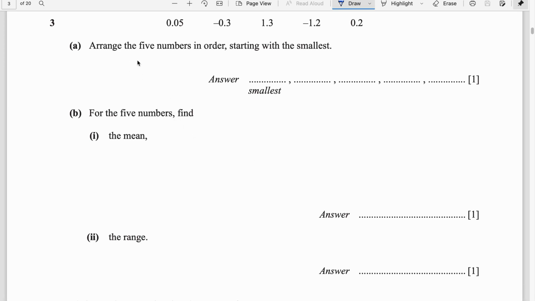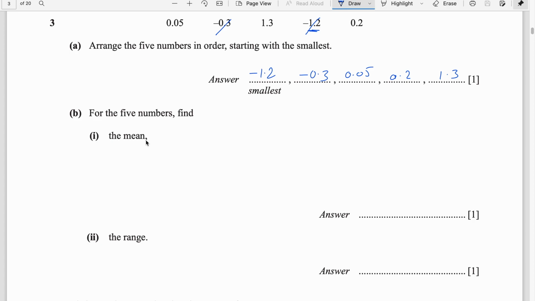Question number 3. Arrange the 5 numbers in order starting with the smallest. So we have negative and positive numbers. Negative, and the larger one is the smallest number, negative 1.2. And then negative 0.3. In the positive numbers, 0.05, 0.2, and the last one is 1.3.